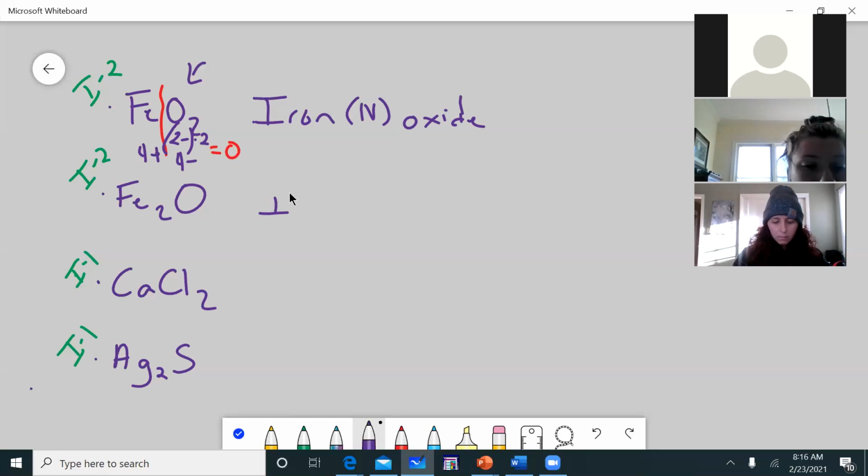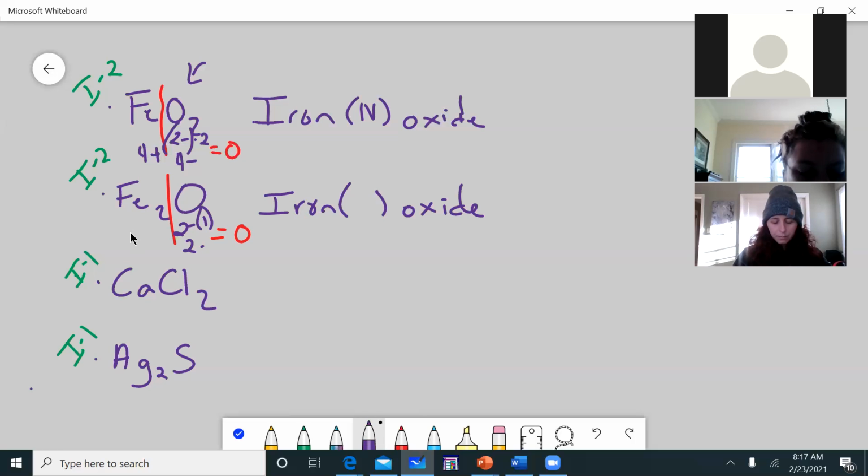The next one is also an iron oxide. So this is also iron oxide, but its charge is going to be different. So here, let's cut this in half. This whole thing equals 0. What is my anion side? Well, oxygen is always a 2-, and I only have 1 of them, so it's a 2- charge.